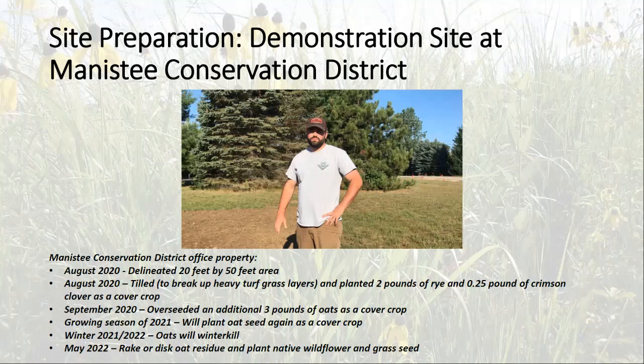In the growing season of 2021, we're going to either rake that vegetation in or lightly till it or lightly disc it. And we're going to plant oats again as a cover crop. And we're going to let those oats maintain the site through the winter of 2021 and 2022, in which case the oats will winter kill. And then by May of 2022, we can rake or disc that oat residue and plant our native wildflower and grass seed.